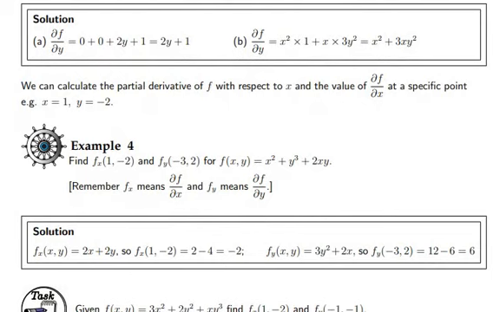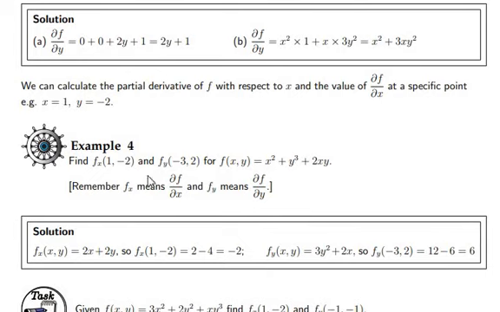Okay, so next example is what? Find del f del x at 1 and minus 2 and del f del y at minus 3 and 2 for f of x y equal to x square plus y cube plus 4. So clearly first find out what is the value of del f del x from this problem. So del f del x is what? Twice x plus 0 plus twice y. That is twice x plus twice y.